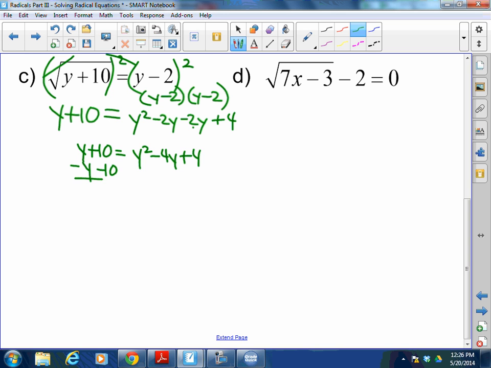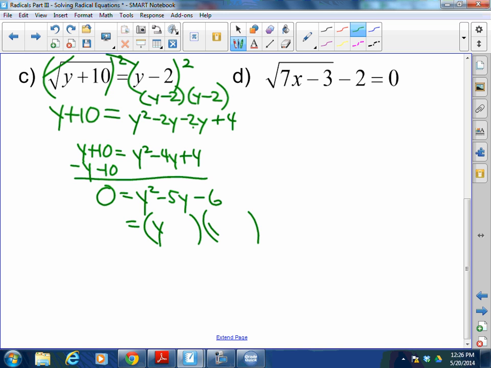Subtract the y, subtract the 10. 0 equals y squared minus 5y minus 6. Always try to factor. What times what, if anything, is negative 6, but when added together is negative 5? Negative 6 and positive 1. Very good. Now you set each of these equal to 0, so y must equal 6 or negative 1. Now let's check it. Always got to check it.